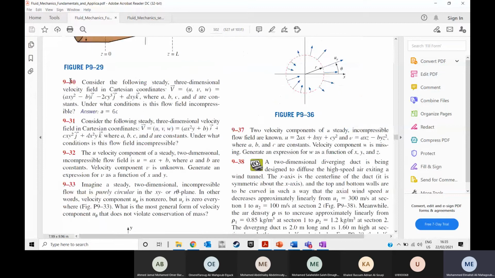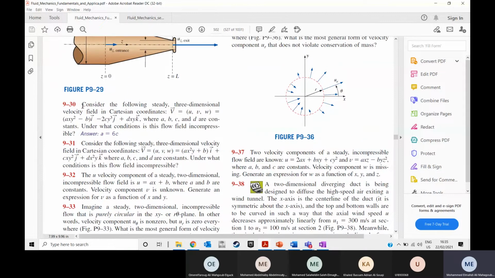These are easier problems. Consider the following steady three-dimensional velocity field in the Cartesian coordinates, which is V equal to U, V and W equal to, this is the velocity field. Where A and B and C and D are constants. Under what conditions is this flow field incompressible?